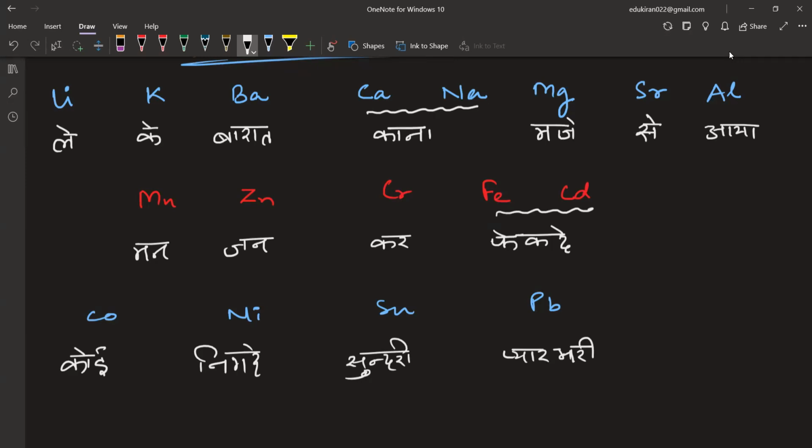What does the last line mean? Last line doesn't mean anything. कोई निगाहें सुंदरी प्यार भरी. I mean, it doesn't mean anything. अच्छा, इसमें you know what is the meaning of कोई? निगाहें, सुंदरी, beautiful, प्यार भरी. But they don't make sense together.